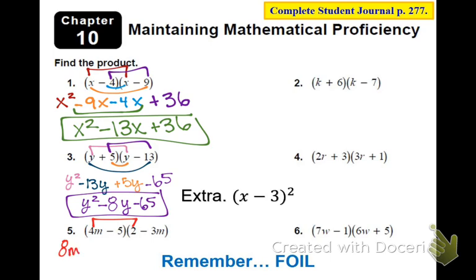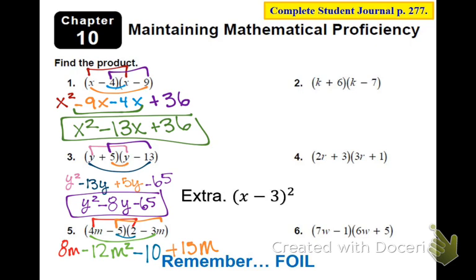So we did first. Outer would be 4m times negative 3m, so negative 12m squared. Remember when you multiply a letter times itself, it's squared? So I did 4m times negative 3m. So 4 times negative 3 is negative 12. M times m is m squared. Negative 5 times 2 is negative 10. And then the last term, minus 5 times negative 3m is positive 15m.